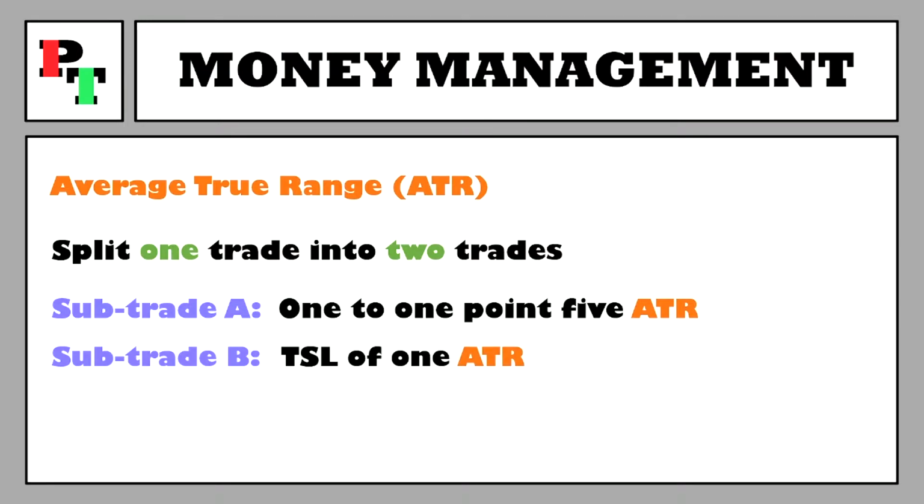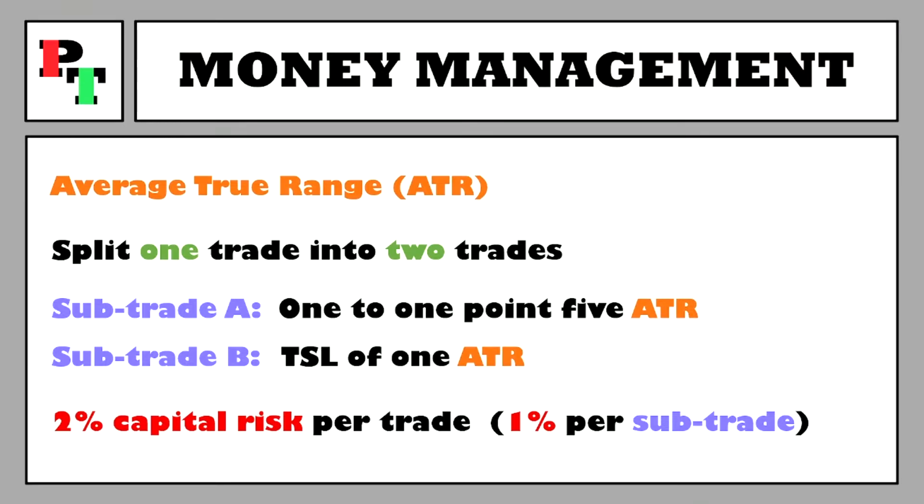Sub-trade B will then use a trailing stop loss and nothing more. It will start at the same position as sub-trade A, a 1 times ATR value back from our entry price, and will continue to trail at a value of 1 times the ATR. Maybe we'll be able to squeeze out some life-changing amounts of money for our demo account. We'll use a standard run-of-the-mill 2% capital risk per trade. Assuming I've done the math correctly, that's 1% capital risk per sub-trade. Shouldn't go broke from that.